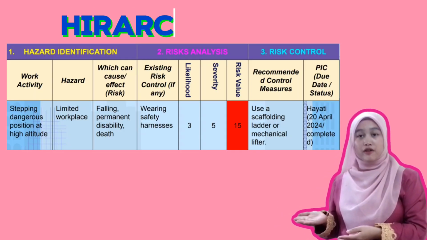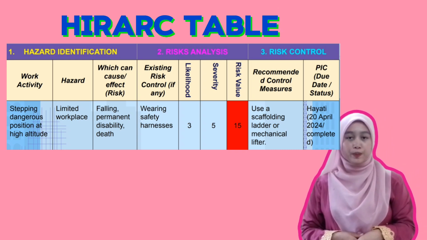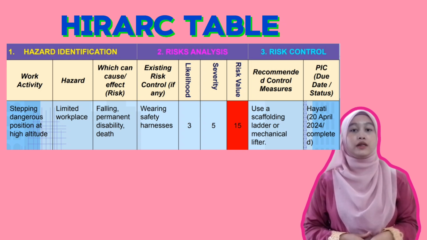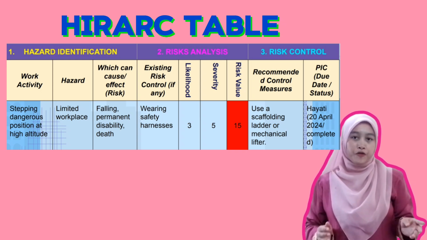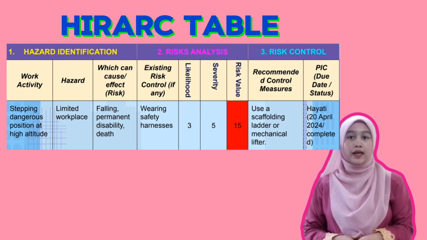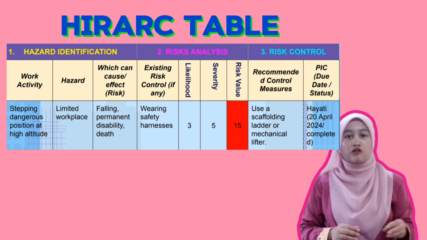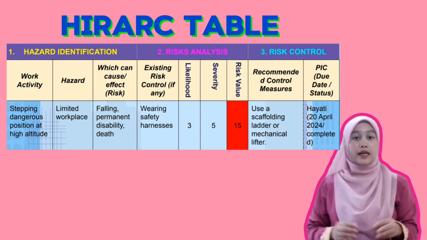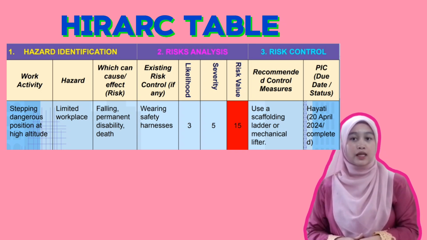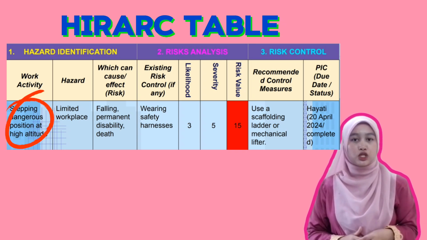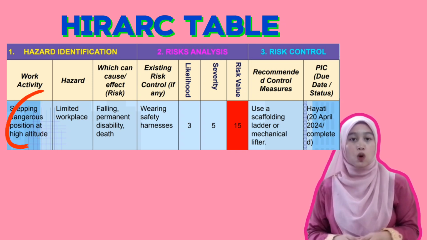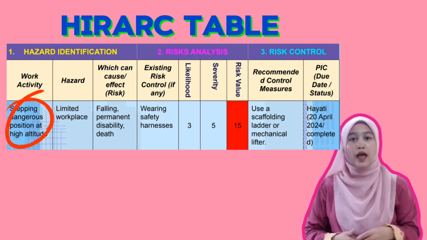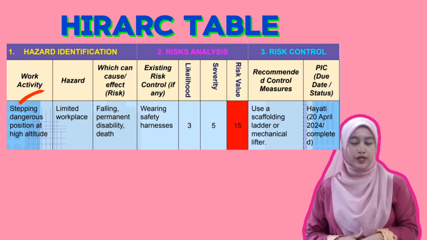This is the HIRAC table that my group has completed. From this table, I will divide the explanation based on the three activities. First, we need to identify the possible hazard and the risk that could occur when doing the task. The work activity that I will explain in the HIRAC table is stepping in a dangerous position at high altitude when installing the aircon. So, what is the hazard and the risk from this activity?